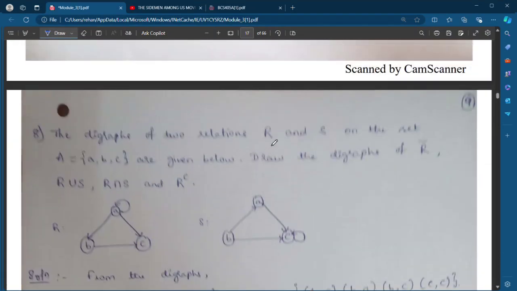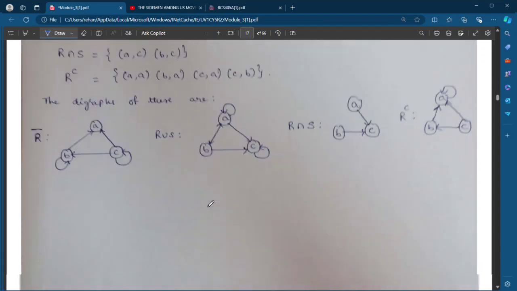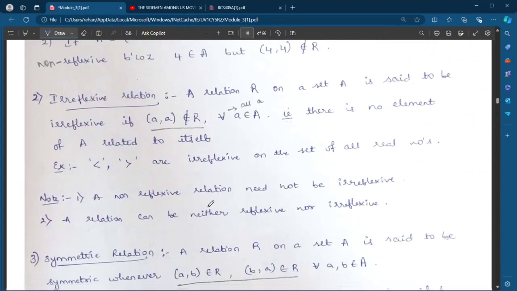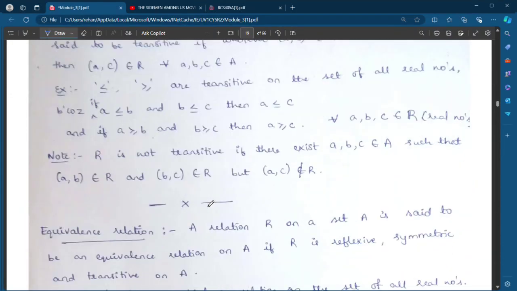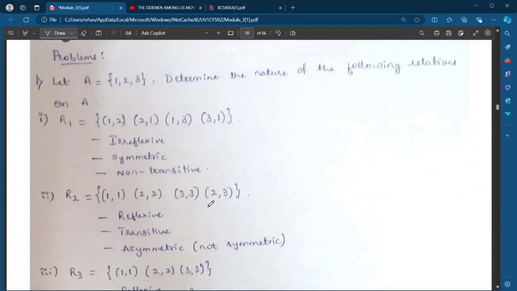The diagram of the selected two relations R and S on the set A. You know, see, these things are simple. Okay, from here I am just skipping. If you need any question, you can let me know. So, properties of relations. So many things are there with the problem.